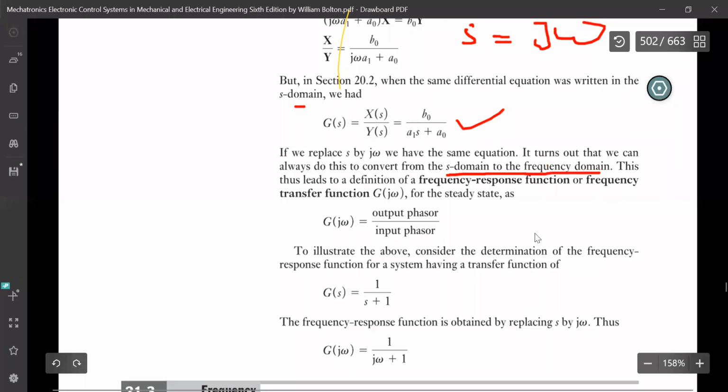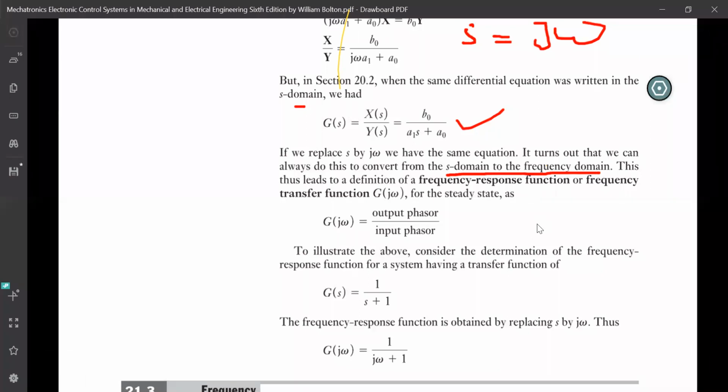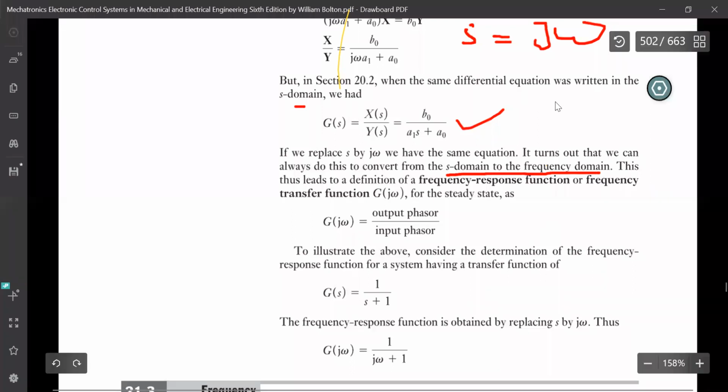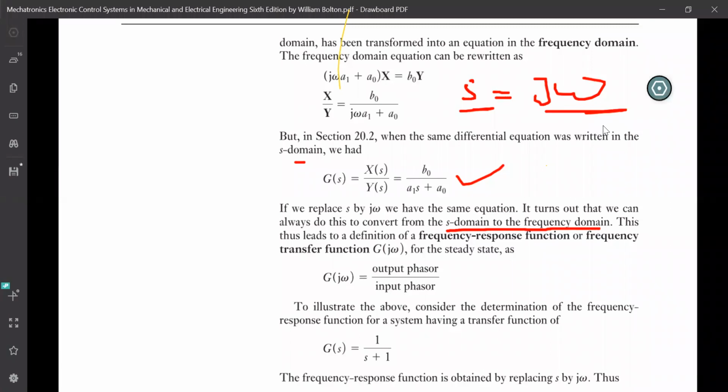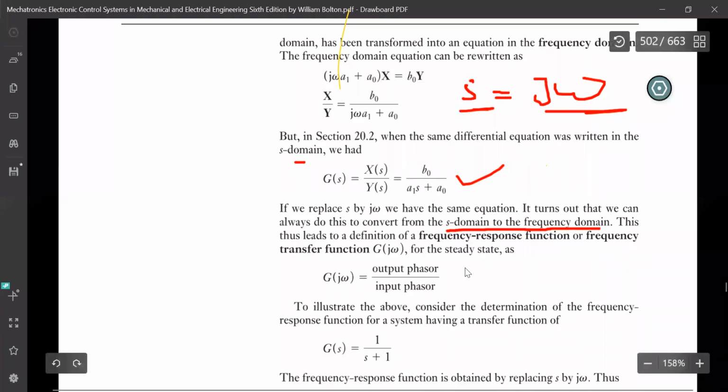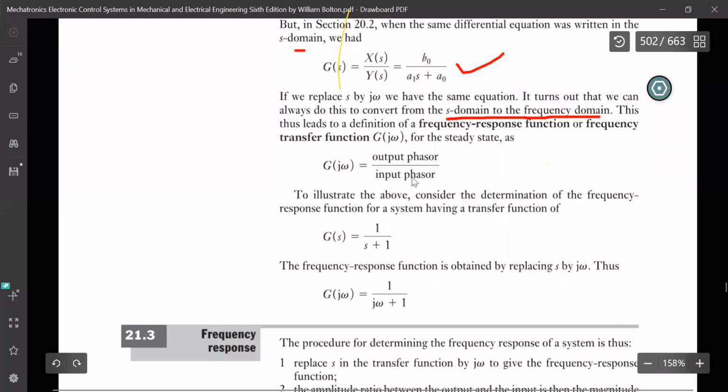I think you have understood that in earlier systems the input was not sinusoidal. Now if the input is sinusoidal, what we have found is the value of s. S is equal to iota into omega. So earlier we were using it as s, and now we are using it as iota omega if the input is in the frequency domain. So for the output phasor over the input phasor, G of s is 1 by s plus 1. Got it? So this is simply converted into 1 by iota omega plus 1.